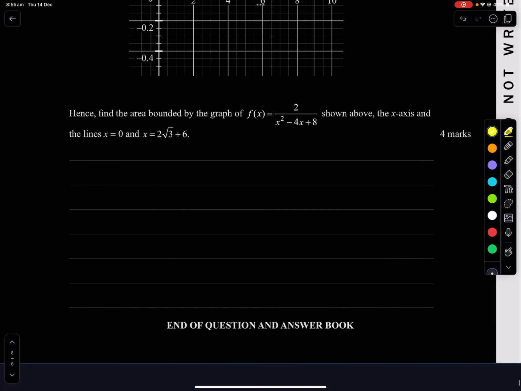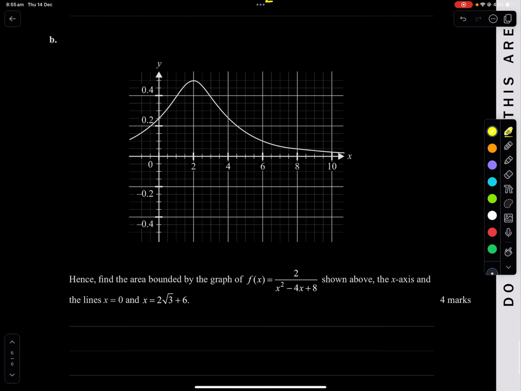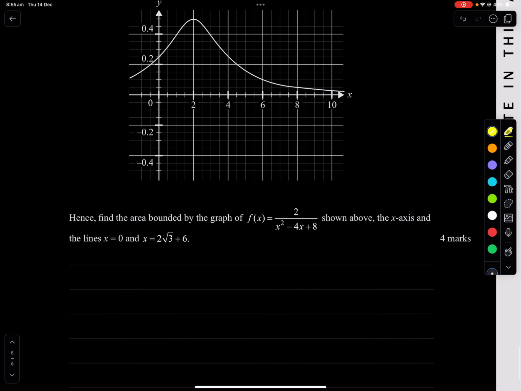Next question. Your final 4 marks. Wow. So we have this, and it says, find the area bounded by the graph of f of x shown above, the x-axis and the lines x equals 0 and x equals this.